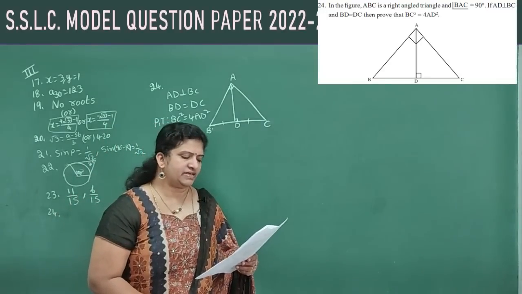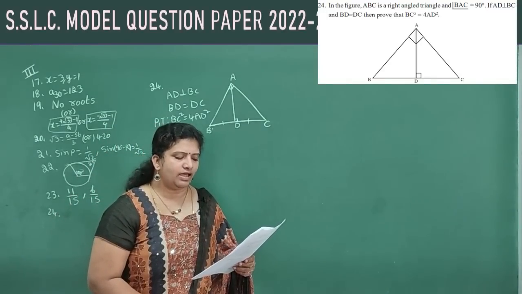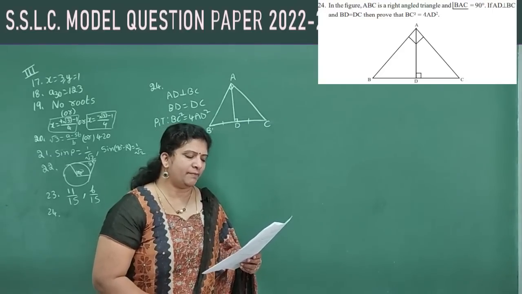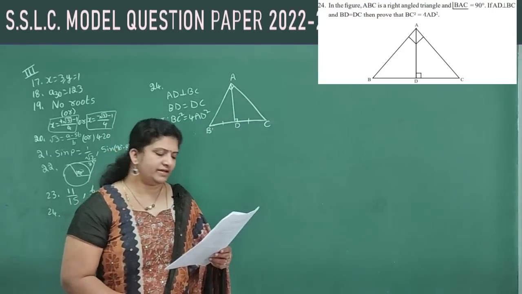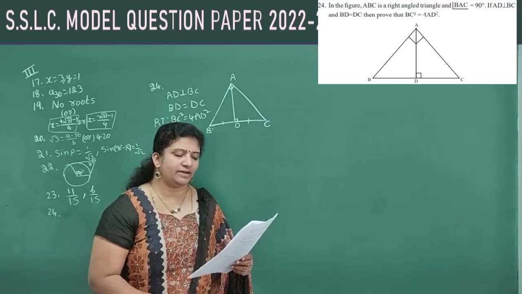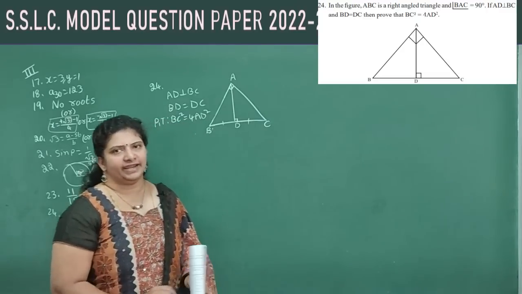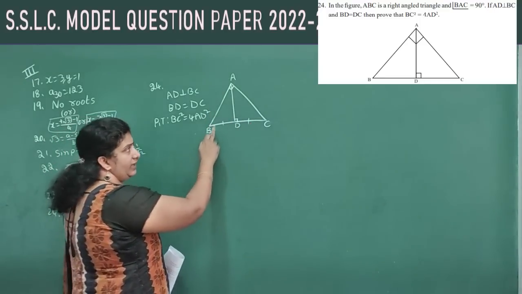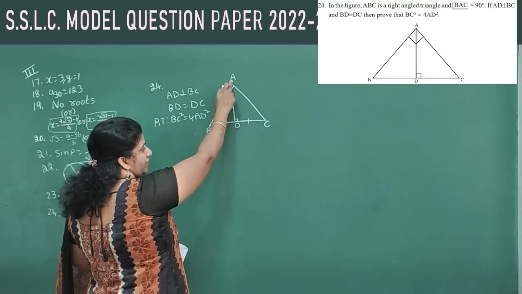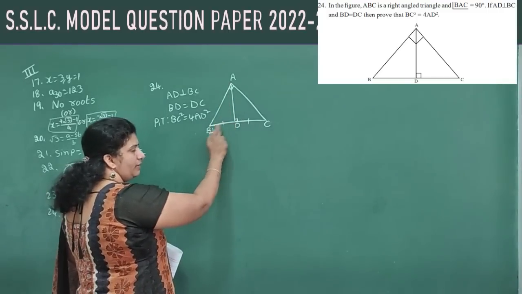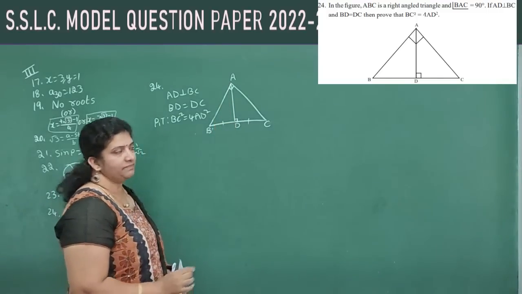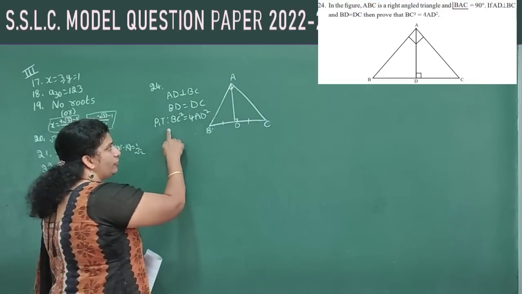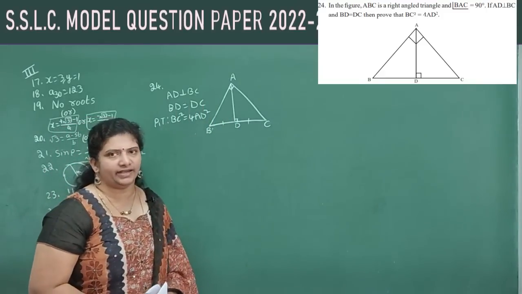In the figure, ABC is a right angled triangle and angle BAC is equal to 90 degrees. If AD is perpendicular to BC and BD is equal to DC, then prove that BC square is equal to 4AD square. Observe the figure. ABC is a right triangle, right angled at A. From A, draw a perpendicular AD perpendicular to BC and BD is equal to DC given. What we are going to prove? BC square is equal to 4AD square.